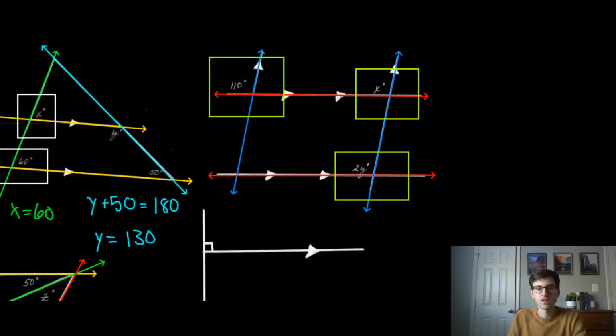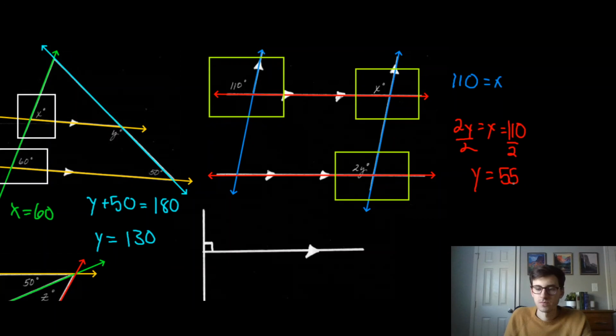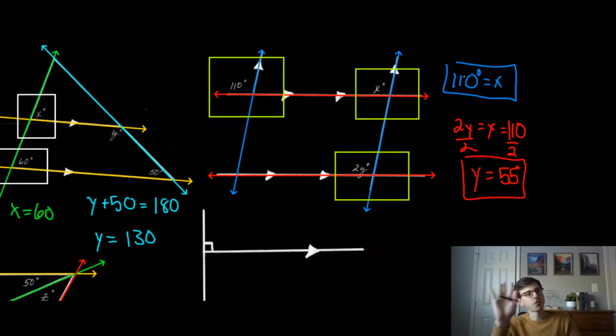So I see that I've got the blue lines cut by the red. 110 and x are corresponding. So I know that, let's use blue for this one, 110 is equal to x. Pretty nice that we already know what x is. And then here, I know that 2y is equal to x, which is equal to 110. That's some nice transitive property of equality right there. If I divide this by 2 and divide that by 2, y then is 55, right? So y is 55 degrees. 110 degrees is equal to x. And that's all from corresponding angles.